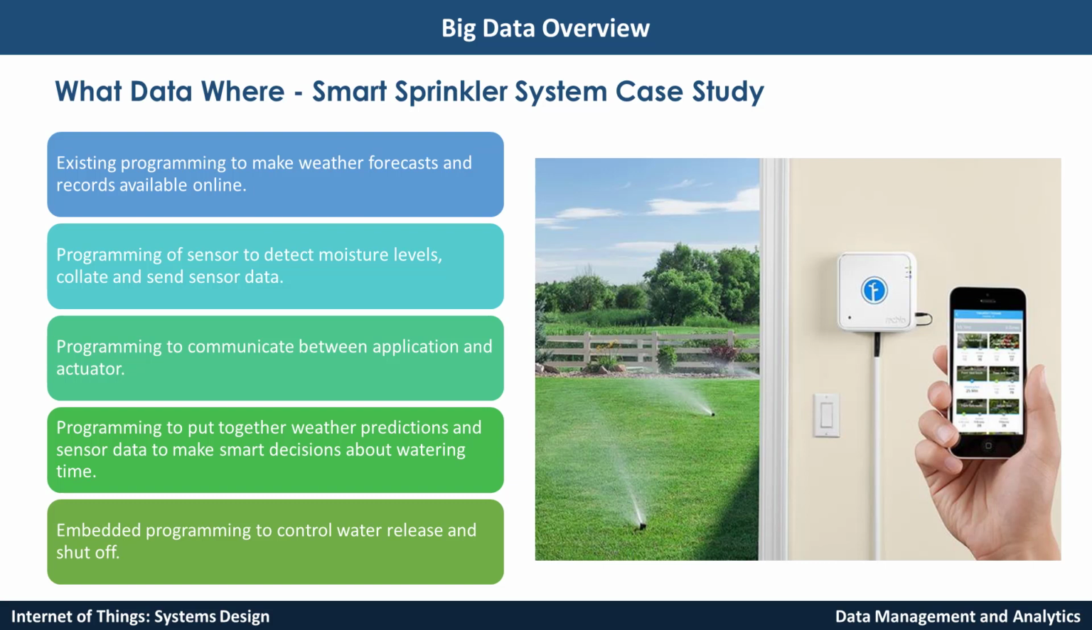So these are some of the very elementary and primary tasks you need to do when you're developing a smart sprinkler system. Each of these steps involves some kind of data which you need to gather, analyze, make decisions on, and perhaps store for later usage.